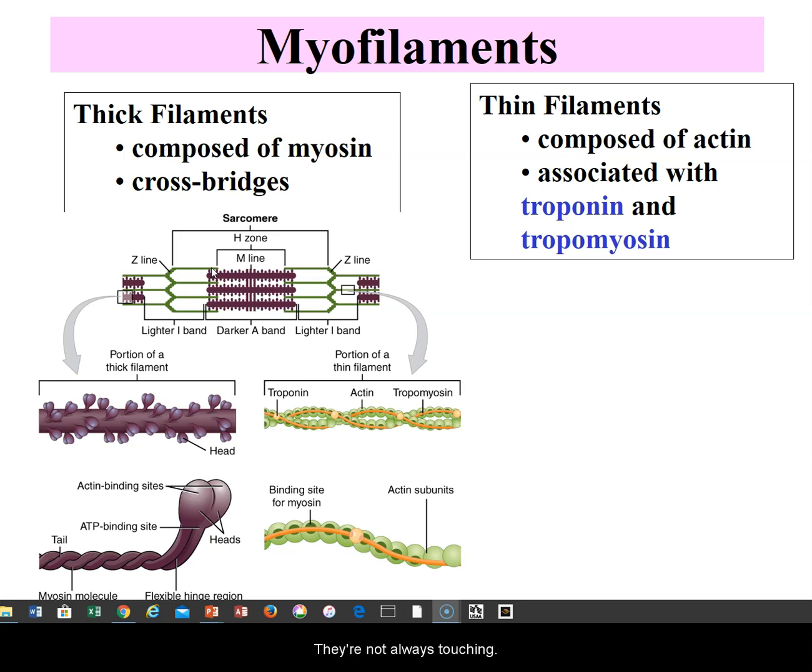They're not always touching, okay? Only when there's calcium and enough ATP and the electrolytes are right, they'll touch, and you have a stroke of this myosin flexible hinge region, this myosin head, and it actually pulls that actin along. And we'll talk more about that in the next video.